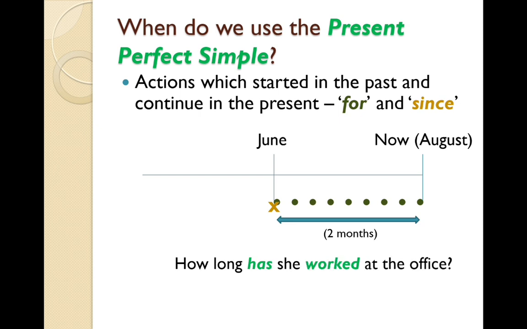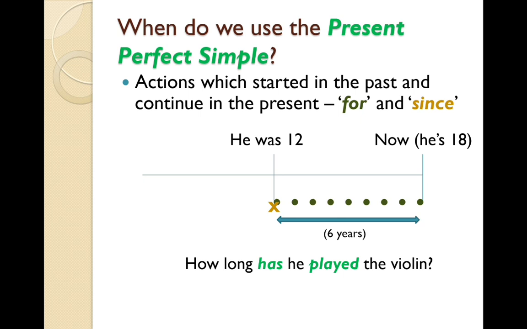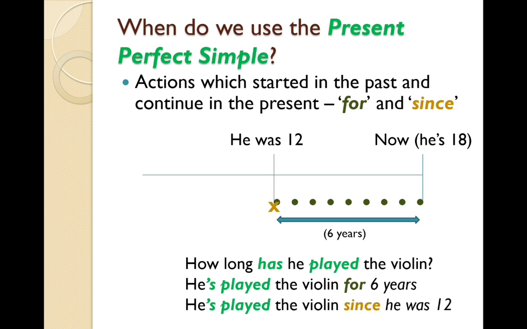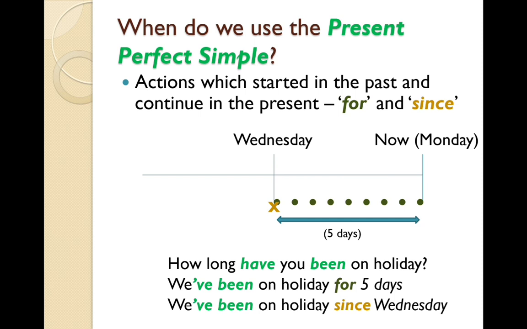How long has she worked at the office? She's worked at the office for 2 months. She's worked at the office since June. How long has he played the violin? He's played the violin for 6 years. He's played the violin since he was 12. How long have you been on holiday? We've been on holiday for 5 days. We've been on holiday since Wednesday.